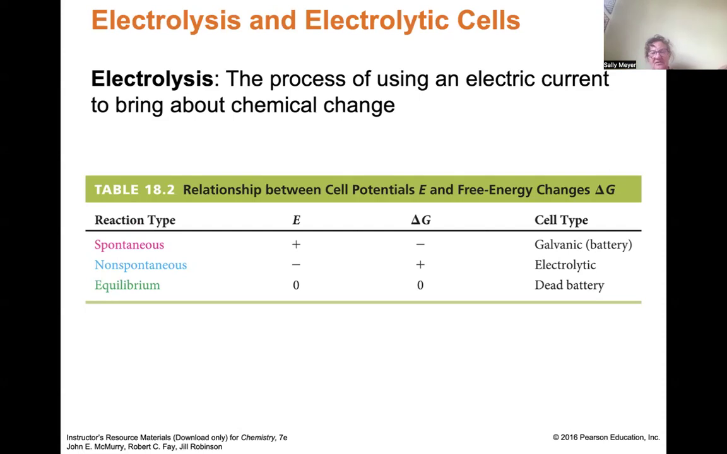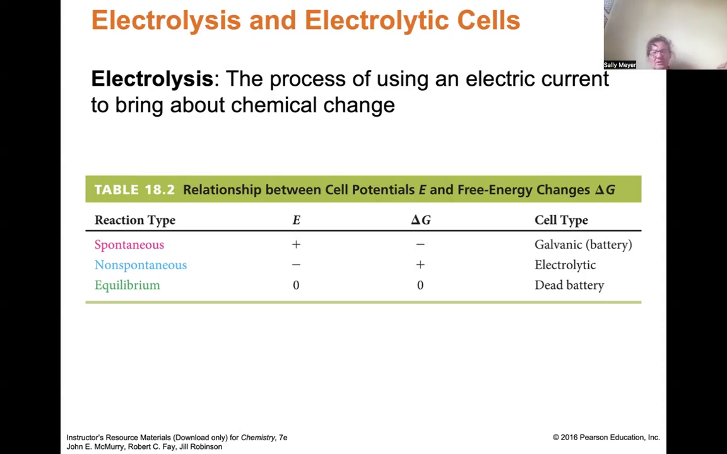This is the last part of the chapter, and it's important. An electrolytic cell would be equivalent to your battery in your phone when you plug it into the wall, because you're forcing the reaction to go backwards to build up reactants again. So a galvanic cell, the first one here, has a positive E and negative delta G. Electrolytic cells are non-spontaneous, and you're forcing them backwards. So the E is negative, the delta G is positive, and you're putting work in.